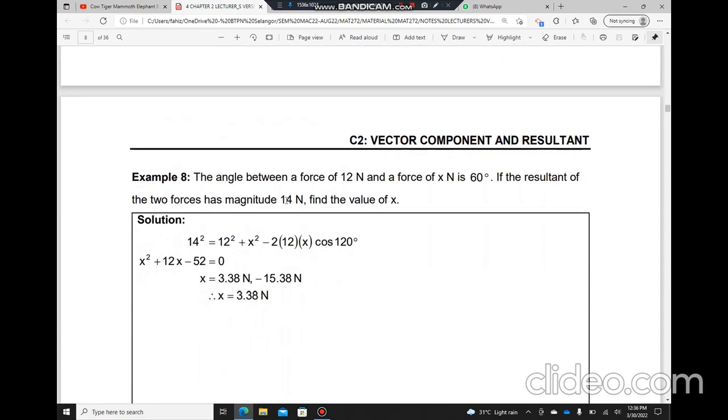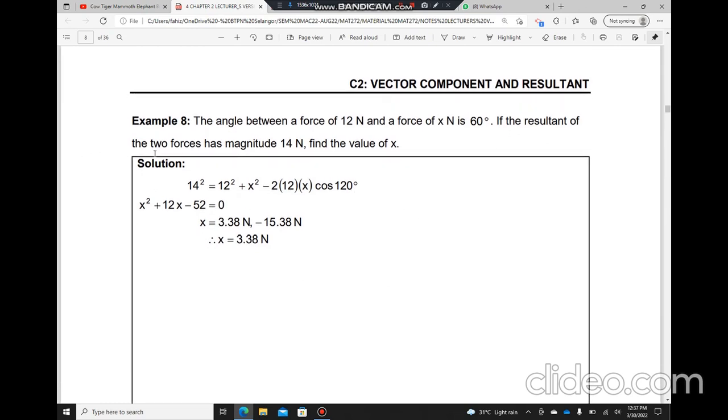Yang ni dia tak bagi diagram. The angle between a force of 12 Newton and a force of X Newton is 60. So awak kena sketch, cuba sketch and then yang ni dia just guna cos rule. If the resultant of the two forces has magnitude 40 Newton, find the value of X. So dia dah bagi resultant. So resultant kita gantikan tempat 40.